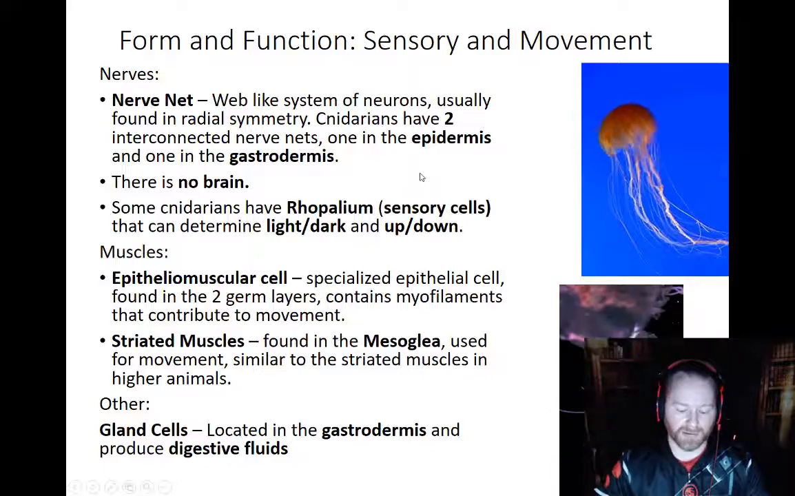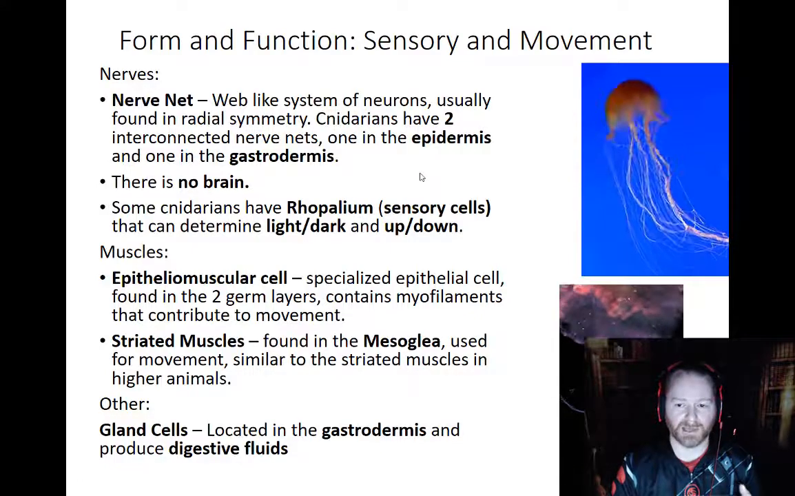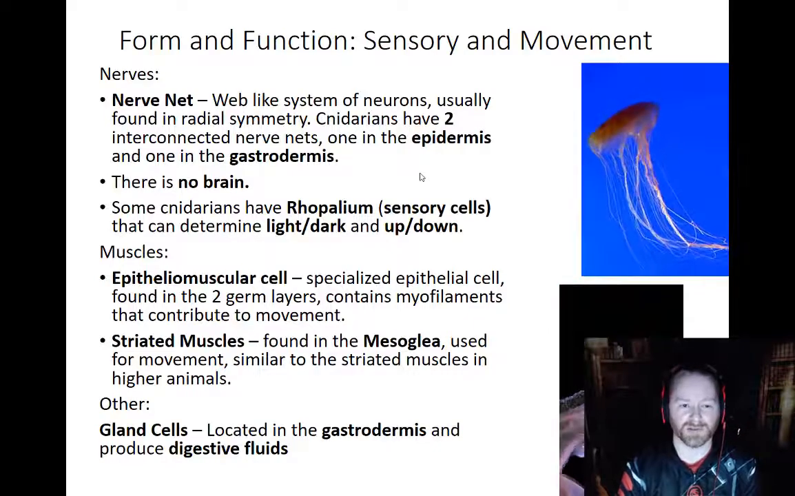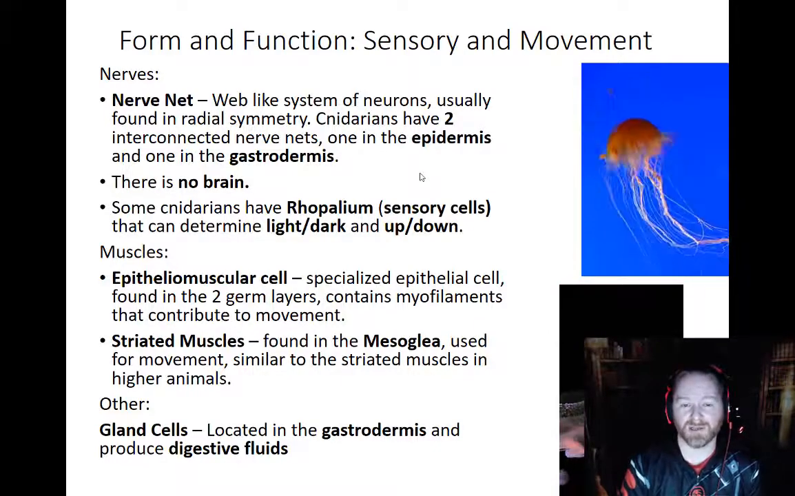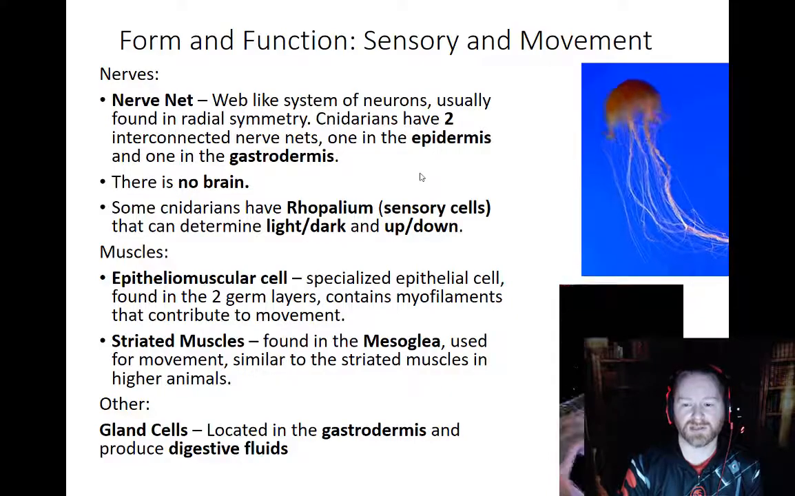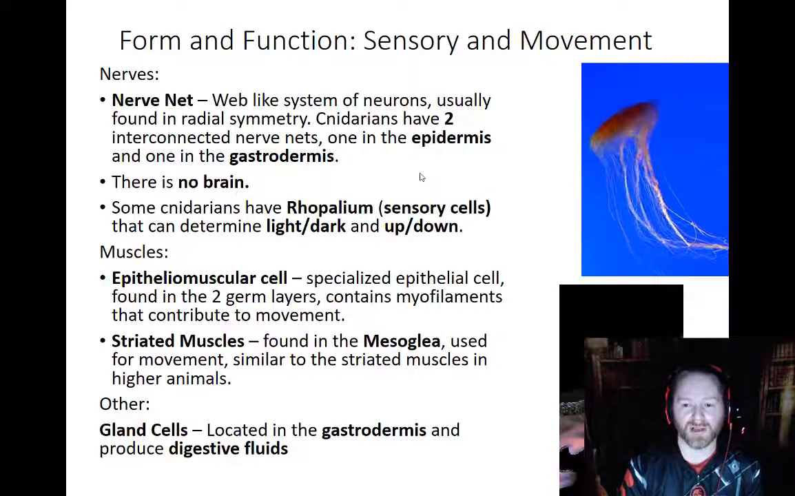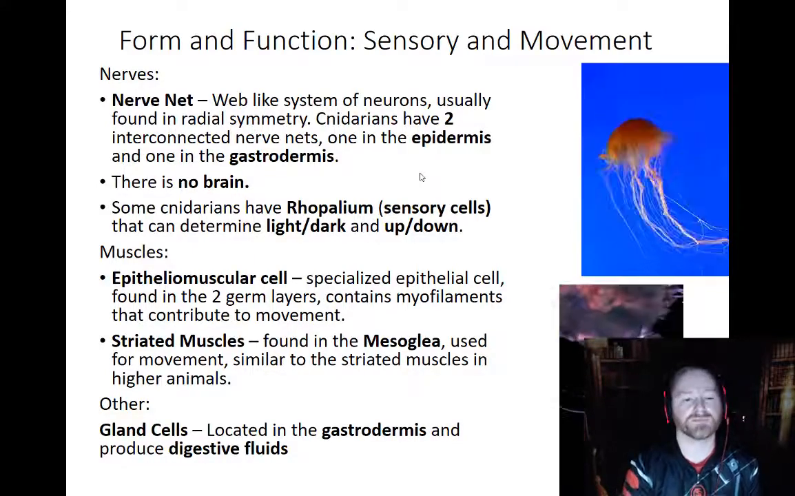Essentially they have one net on the outside, in the ectoderm, and they have another on the inner part, the endoderm, or the gastrovascular side. These two neural nets are just responsible for helping them to sense, not so much their surroundings, but mostly things that they bump into. And it's also useful in helping to coordinate the movement of their muscle system.